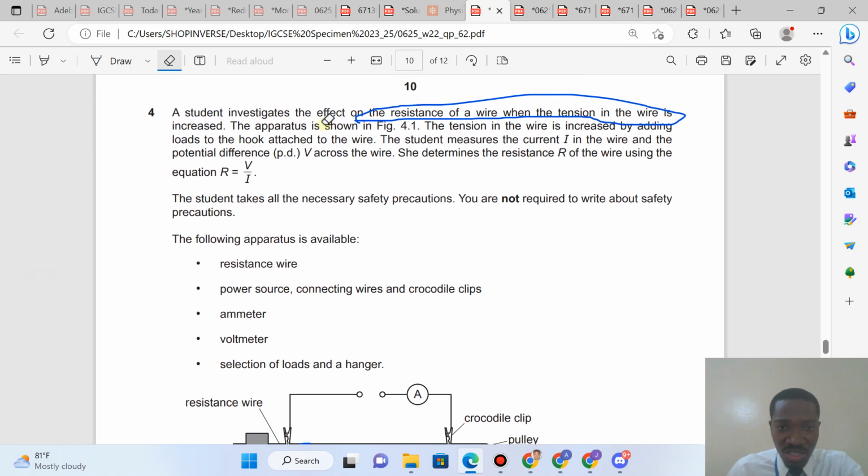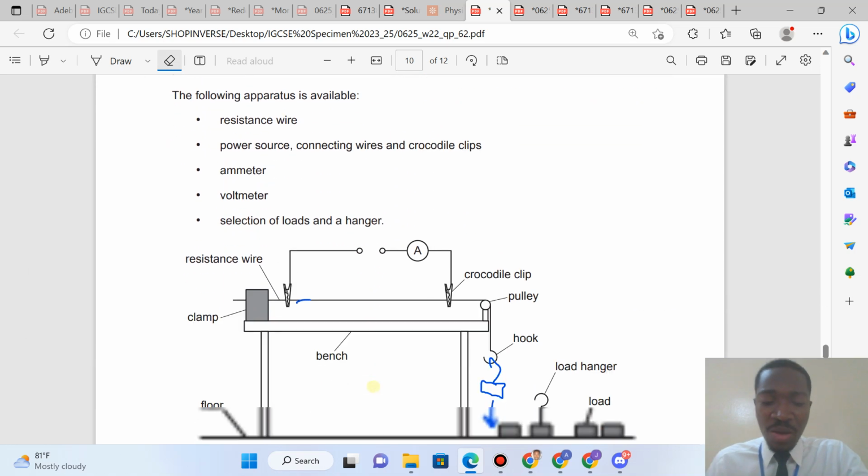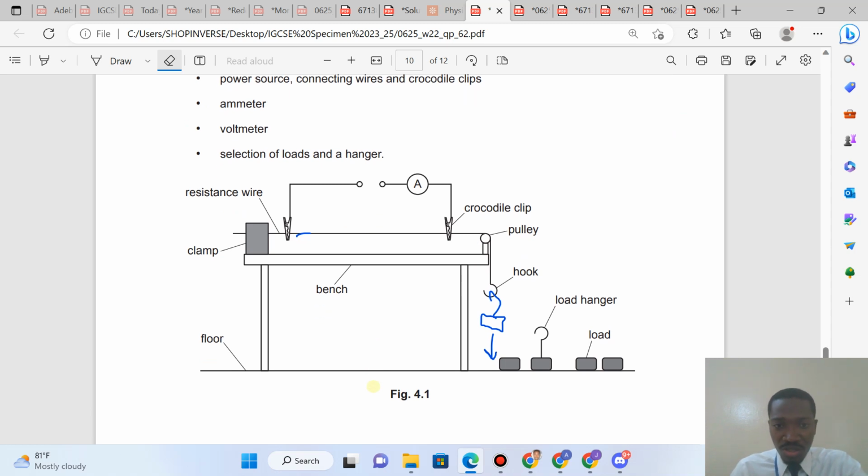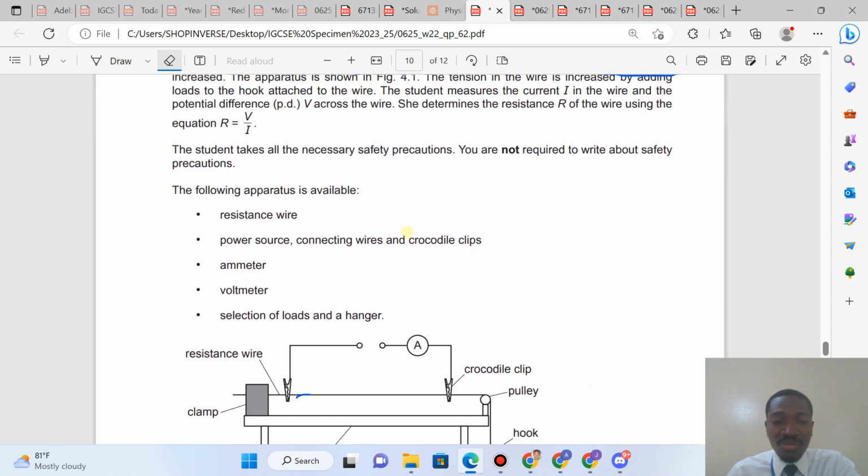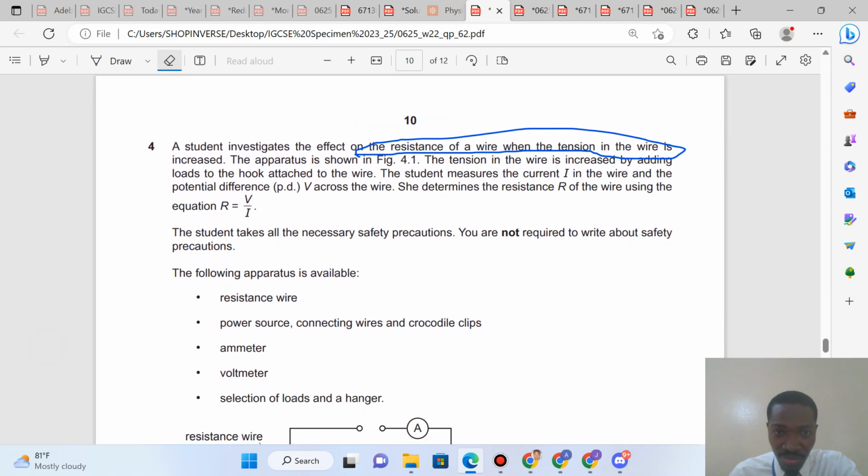The procedure says the apparatus in figure 4.1. So you have the apparatus in this figure. These are the masses that you can hang on this hook here. When you hang the mass, the tension will increase, and when you add another mass to it, the tension would increase again. As the tension increases, the length of the wire will increase. And as the length of the wire is increasing, what happens to resistance? Resistance increases. So let's go, adding loads to the hook.